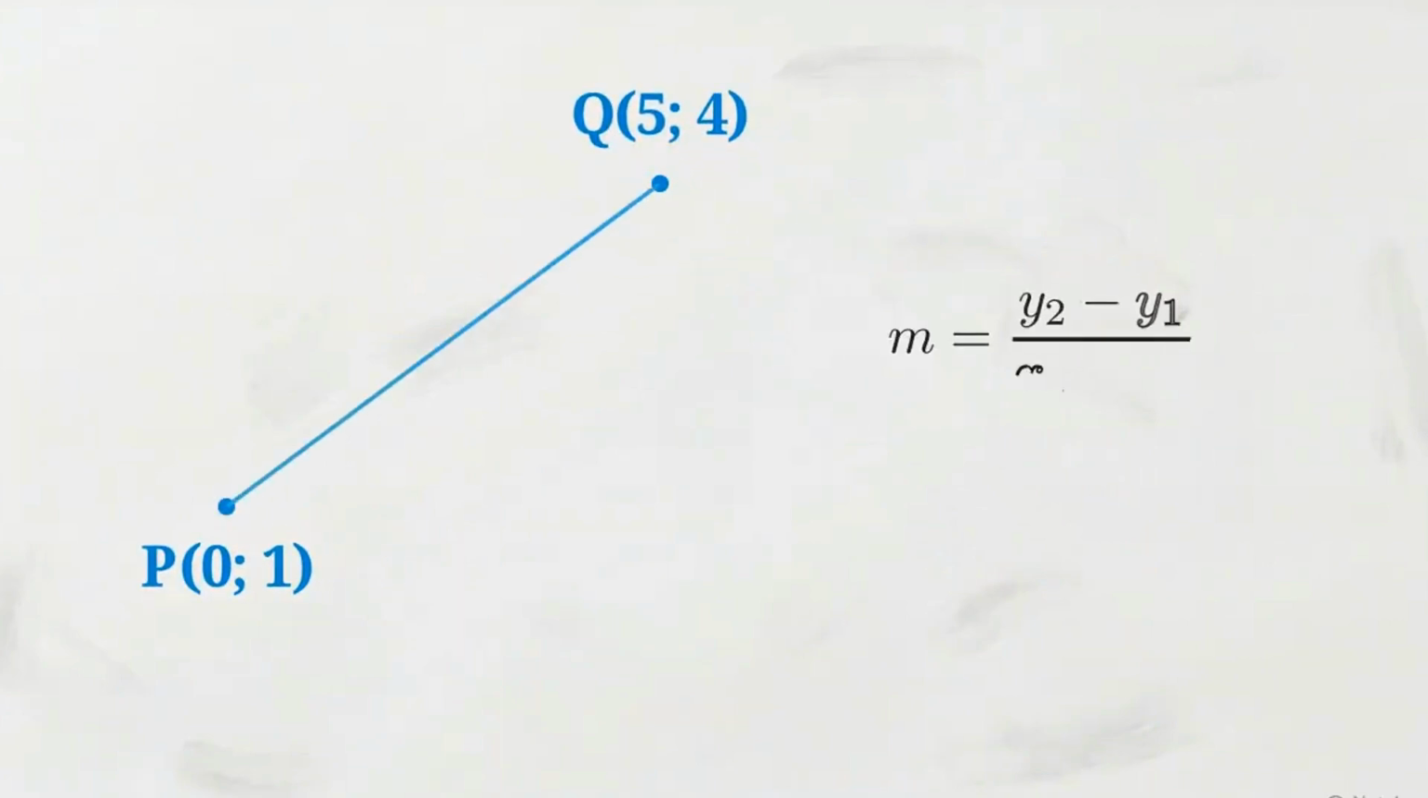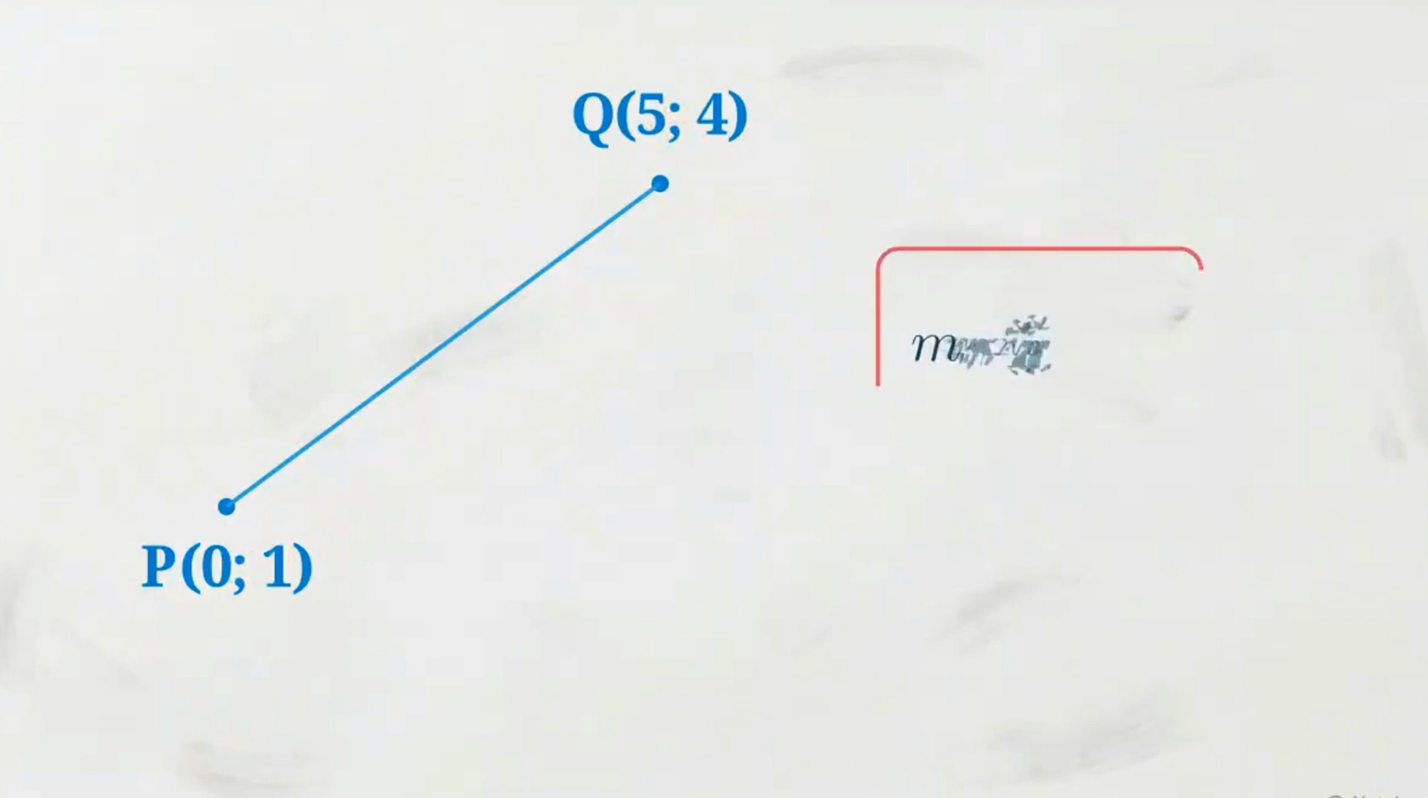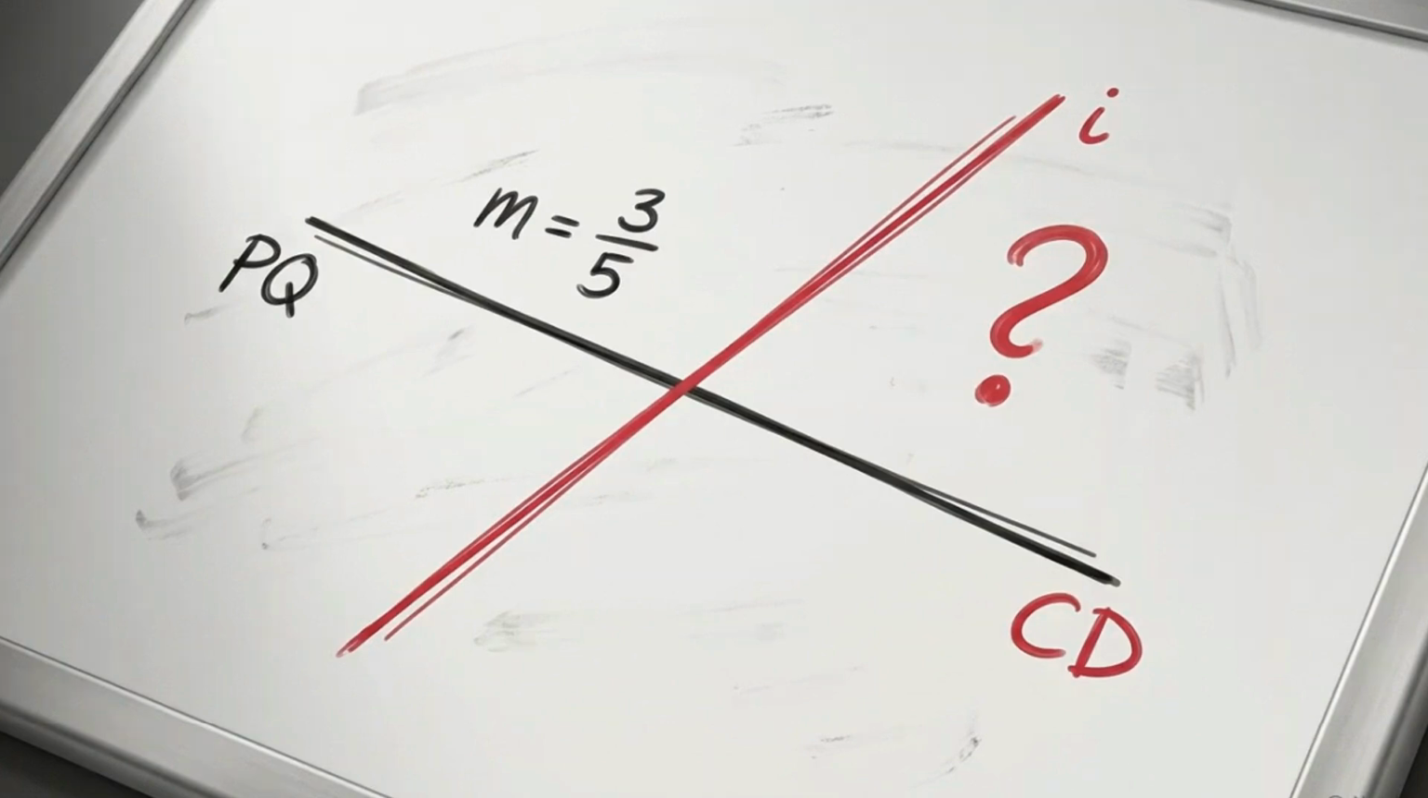Using the coordinates for P and Q, we calculate the gradient of the line connecting the two centers. By dividing the change in y by the change in x, we find the gradient of line PQ is 3/5. How does the gradient of this center line lead us to the gradient of our target chord, CD?